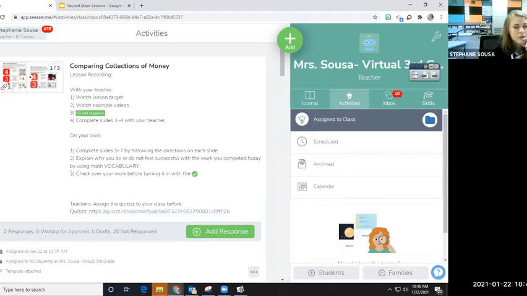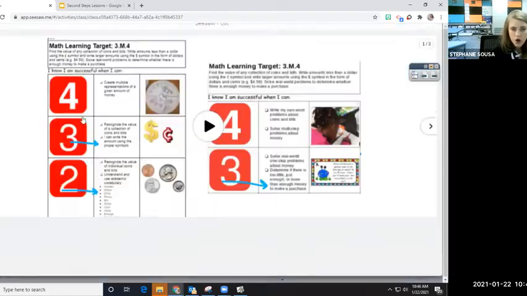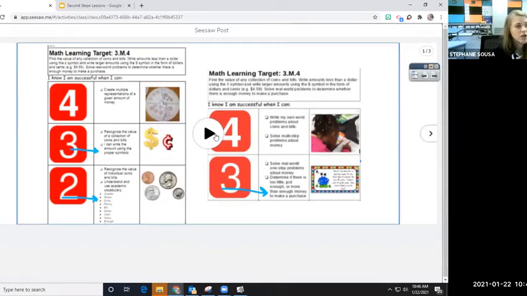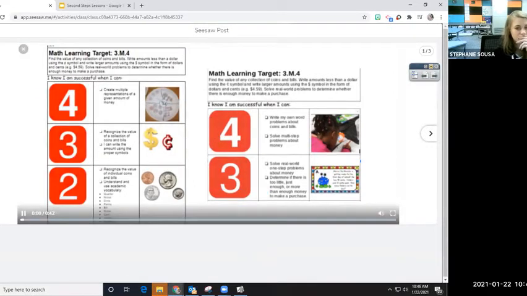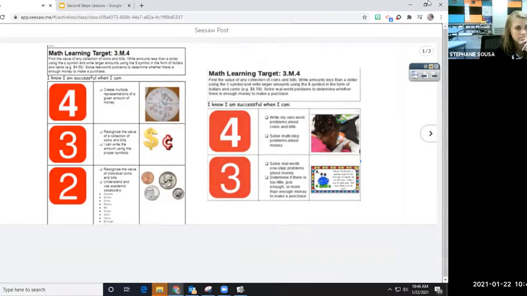Okay. The directions say that we're going to watch the example videos. We've done that. We need to review our target before we work, so I'll play that in a moment. And then you're going to complete slides 1 through 4 with me, okay? Here is your target for today. We've done a great job of counting money. Now we're going to move into comparing it. Today we will be working on continuing to write the amount of coins and bills using the proper symbols.